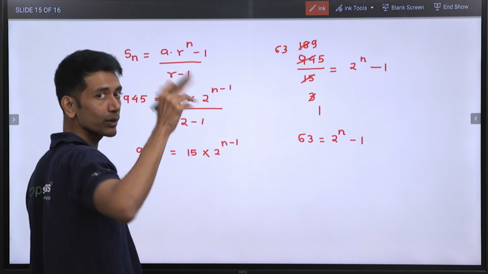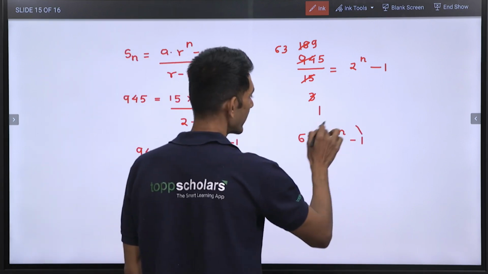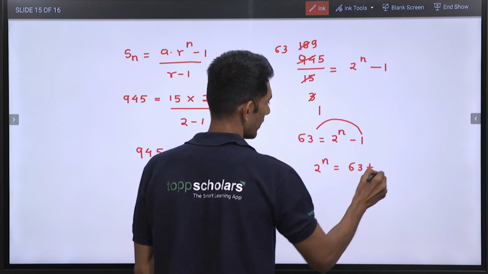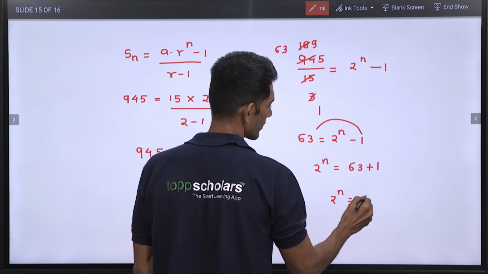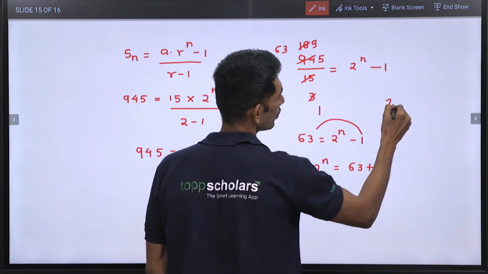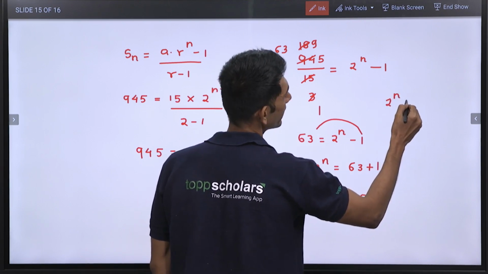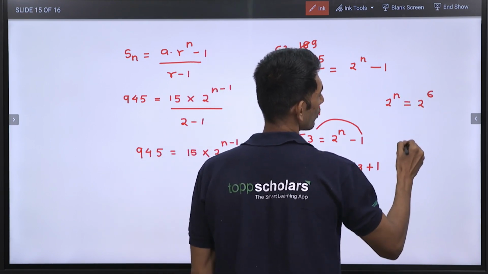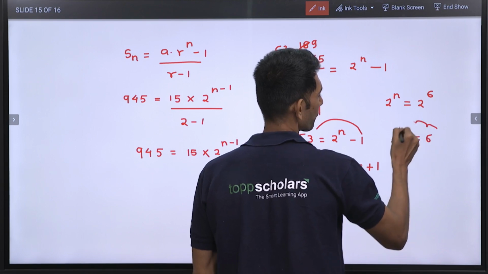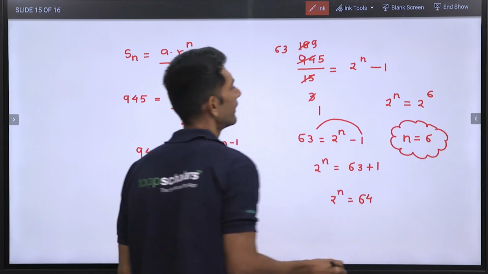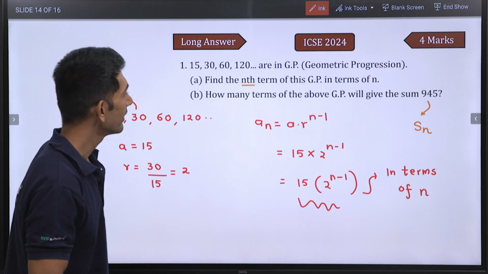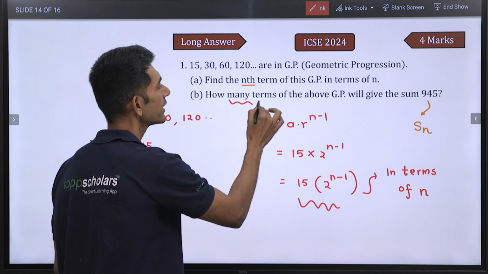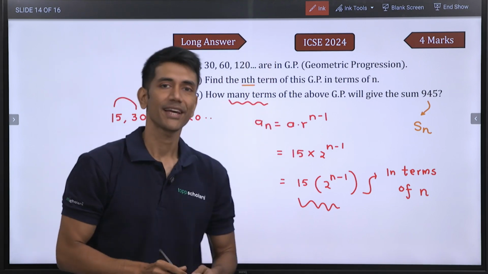The minus 1 is like this, so a into r raised to n minus 1, correct? So this gets shifted here. So 2 raised to n is equal to 63 plus 1. So 2 raised to n is 64. So can I say 2 raised to n will be equal to 64, which is 2 raised to 6. So what will be n? N will be 6. The question said how many terms? So 6 terms of the above GP will give the sum as 945.